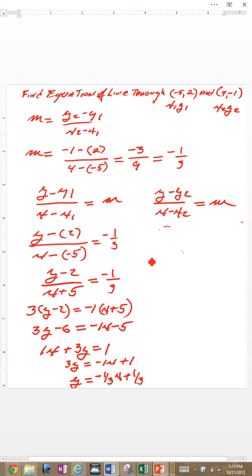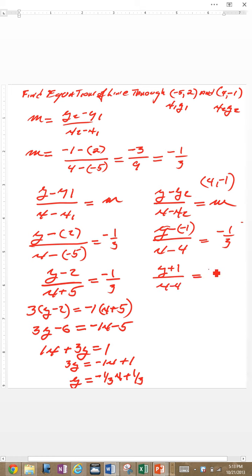As I said over here, it shouldn't matter if we use this other point, x2, y2, which is our 4, negative 1. So if I use that, I get y minus my y value, which is negative 1, over x minus my x value, which is 4, equals the same slope, negative 1/3. Watch my signs there, take care of that. That's y plus 1 over x minus 4 is equal to negative 1/3.